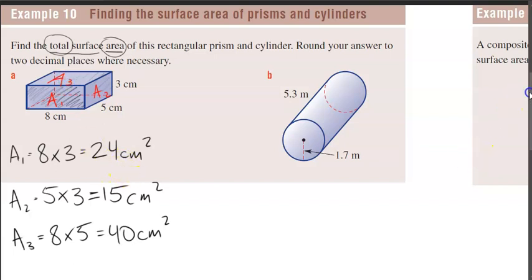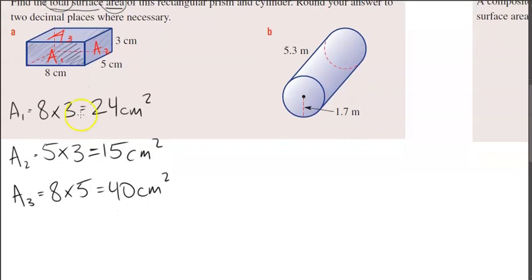Now, when we get this, we're just going to double these sides because we also want to compensate for the other side as well. So 24, for both sides, it's 48. For both sides for this one, it's 30. And for both sides for this one, it's 80.